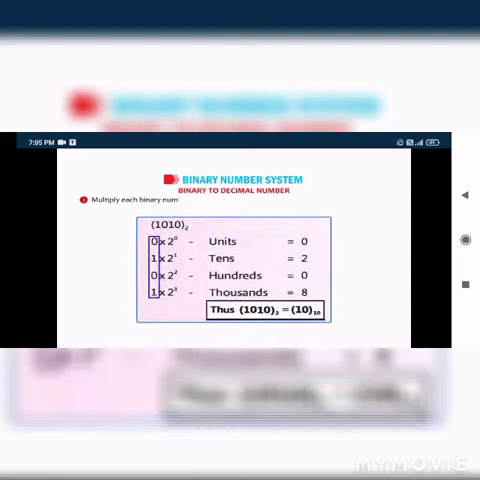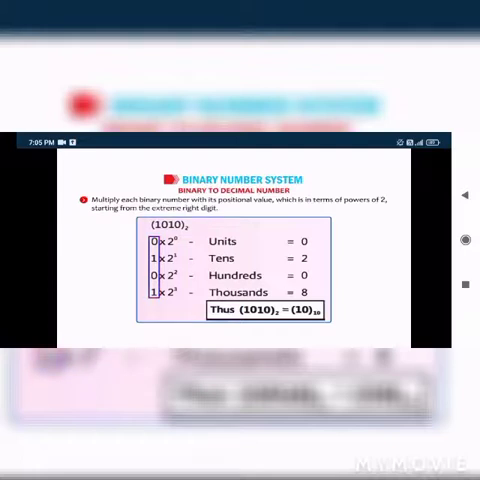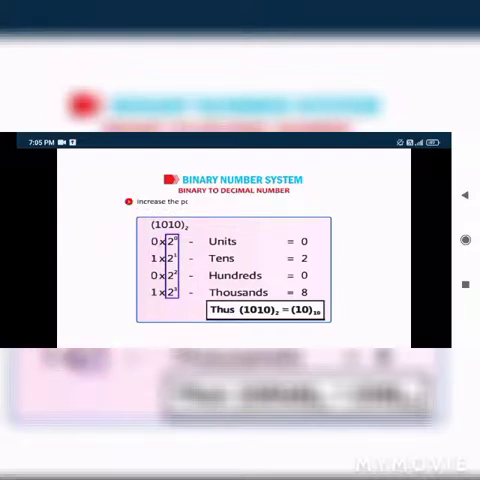To convert a binary number into a decimal number, follow these steps. First, multiply each binary digit with its positional value, which is in terms of powers of 2, starting from the extreme right digit. Increase the power by 1 each time, keeping the base fixed at 2. Calculate the sum of all the products to get the decimal number. Here, we have example 1.